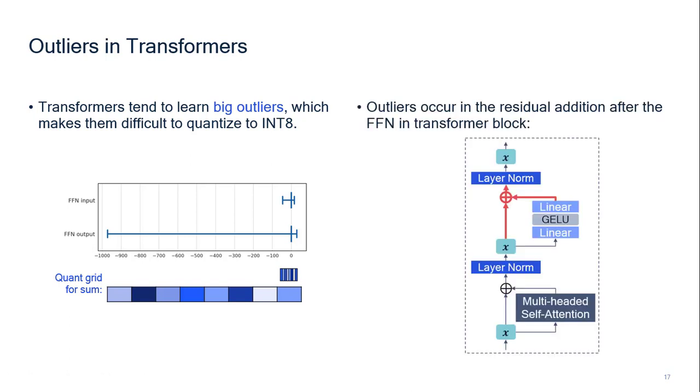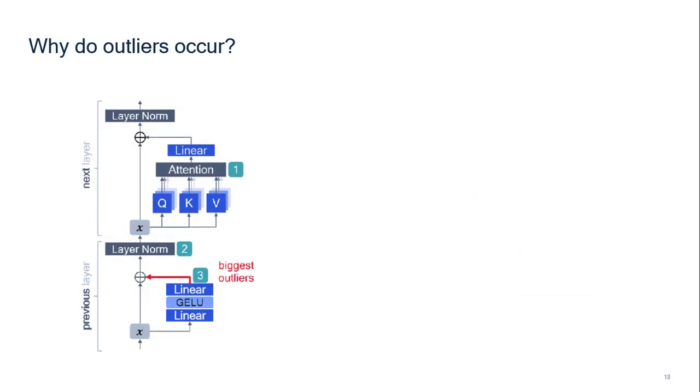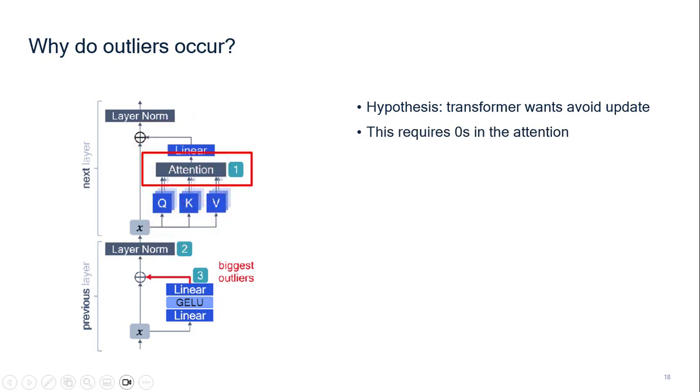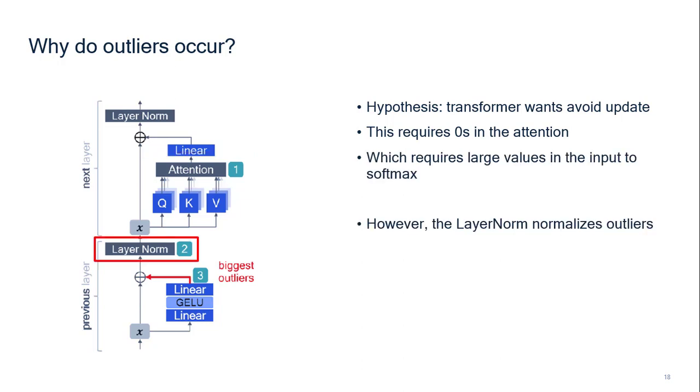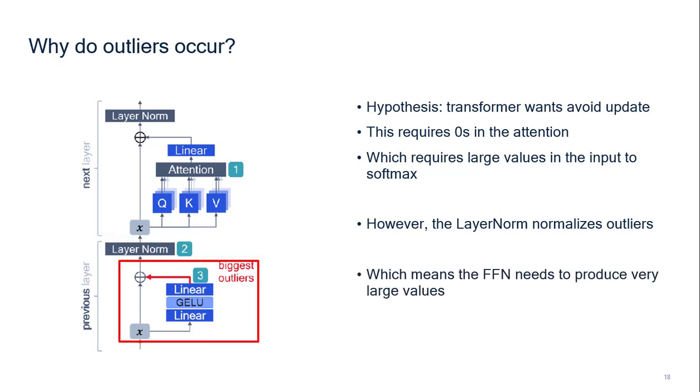So why do these outliers occur? Our hypothesis is that transformers want to be able to pass a token straight through. So that means not providing an update. So we want to follow this path, and we want this one to be 0. But this requires zeros in the attention, which requires large values in the input to the softmax. However, the layer norm in the previous layer normalizes outliers, which means that the FFN needs to produce very, very large values, because after normalization, these will shrink. And since softmax doesn't saturate, gradients will always increase the value.